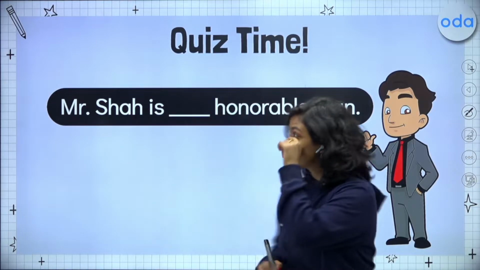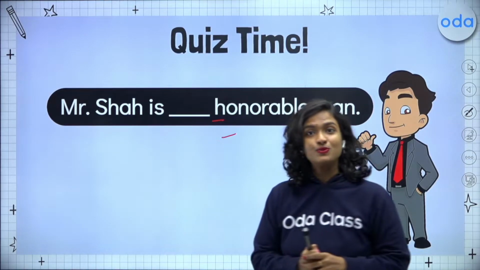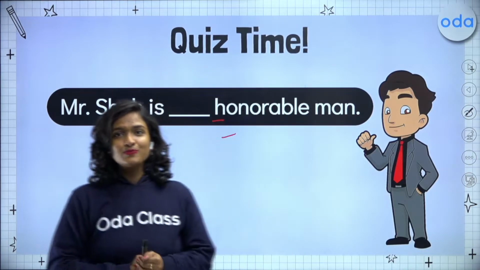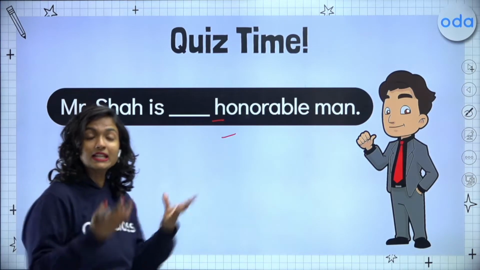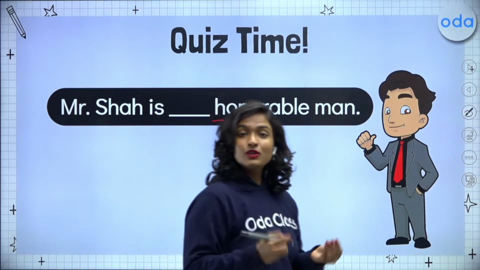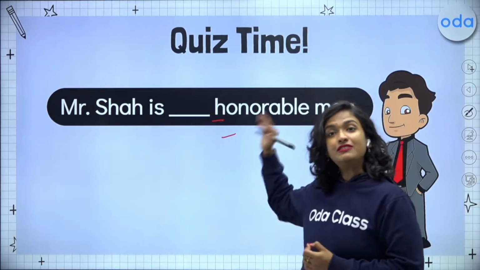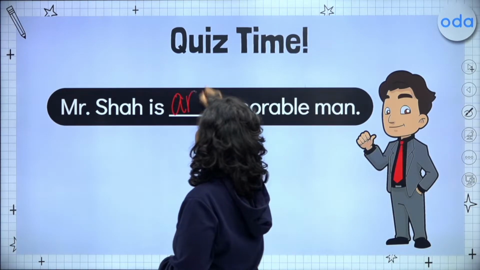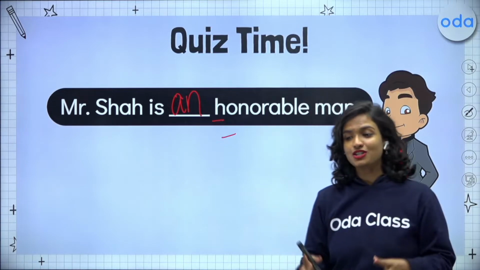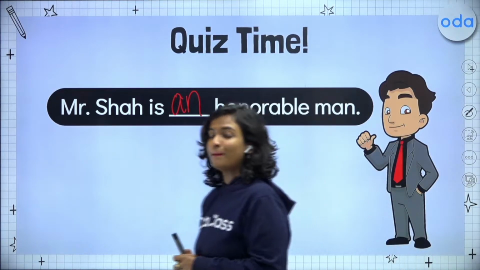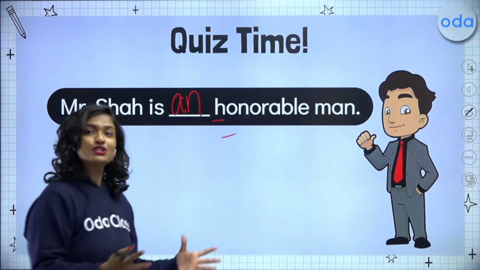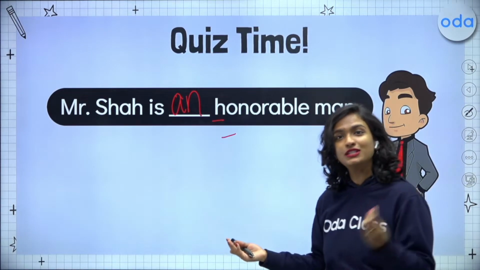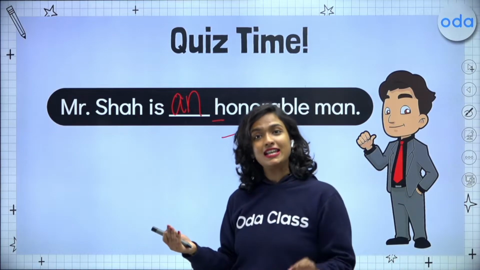So even though the letter here is an H, which is a consonant, because we don't pronounce it, we say honorable, it has a vowel sound, which means that my article is followed by a vowel sound. And that's why, students, I will be using an here. Mr. Shah is an honorable man. Is this clear to most of you students? Remember, vowel sound versus consonant sound, not just the letters.